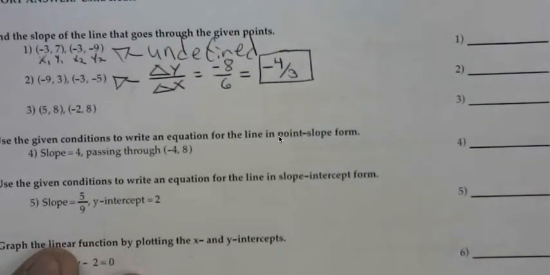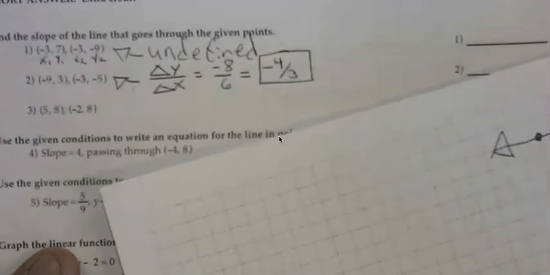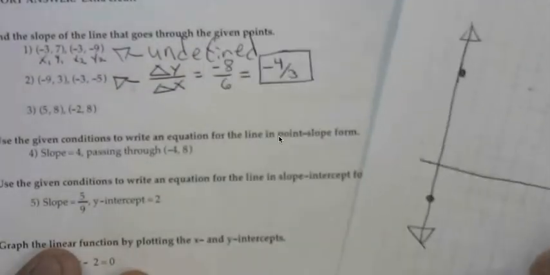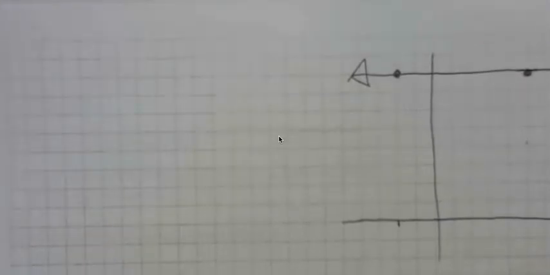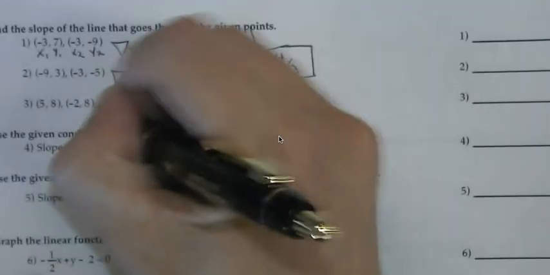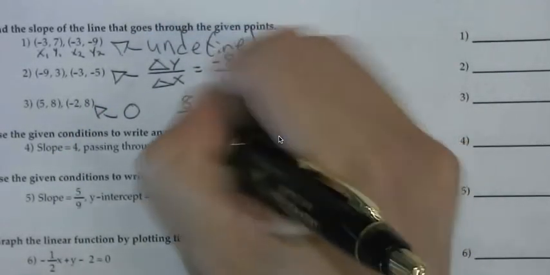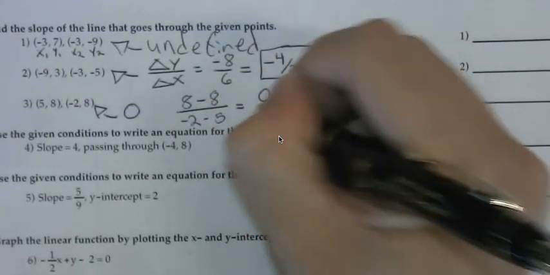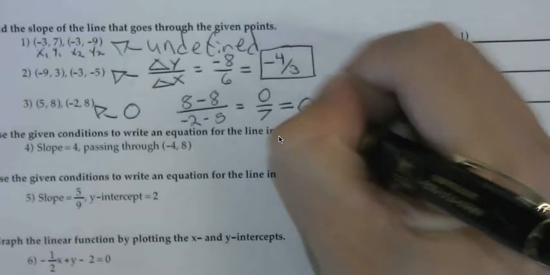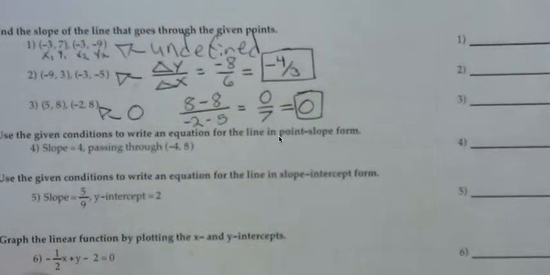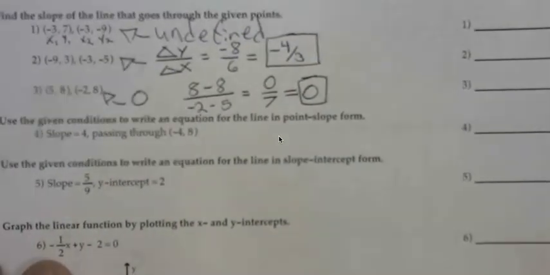The next one's pretty easy to graph out. It would look like this. Both have the same y-coordinate, so this has to be a slope of 0. Even if you were going to show your work, you would have something like 8 minus 8 over -2 minus 5. So really just 0 over 7, which is just 0. So you got that.